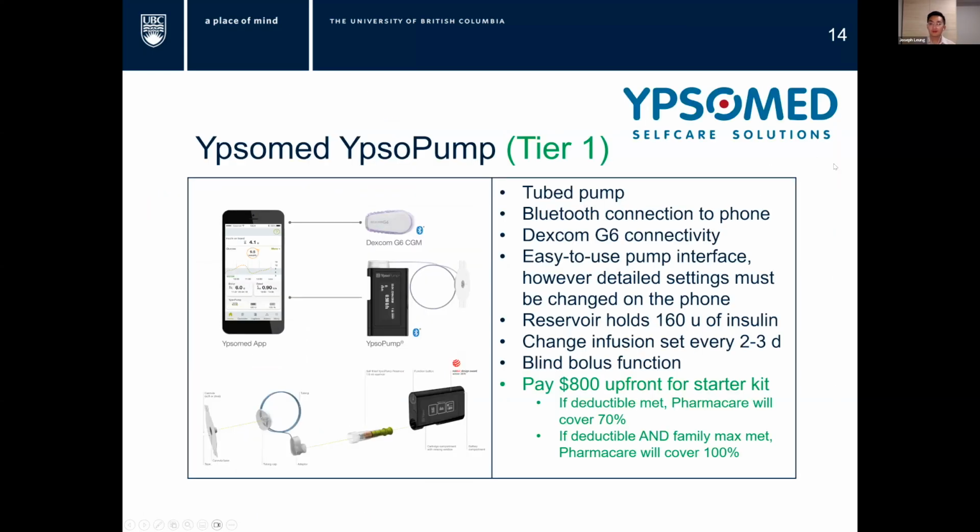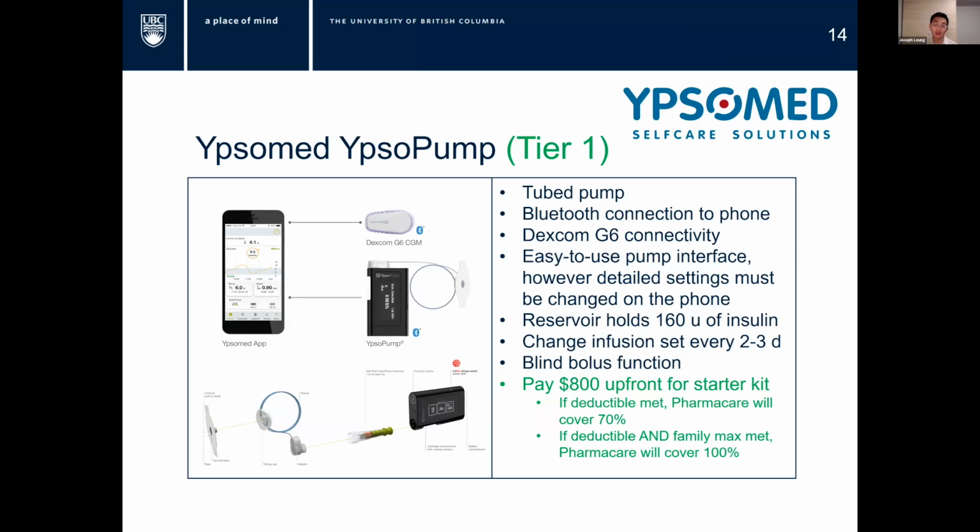So first off, we're going to talk about the Ypsomed pump. As you can see, it's a tube pump. It can connect to the Dexcom G6 as well in some of the later versions of this pump. It has an easy to use pump interface, very sleek, with a small design and a lot of different icons. There are minimal words on the pump, so it tries to be very self-intuitive that way.